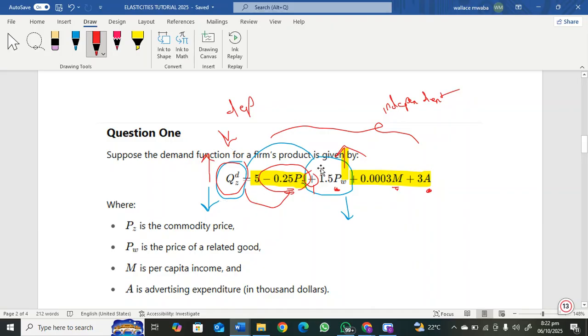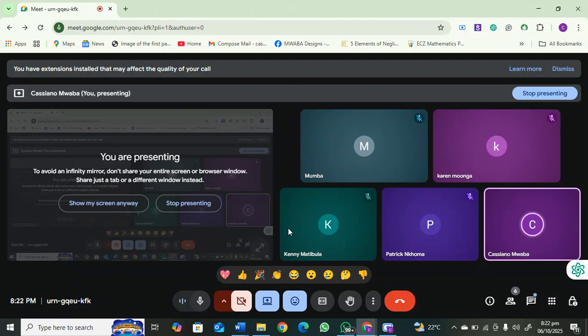Then, if you look at the relationship of QZ and M here, because of this plus sign, there is a positive relationship. Meaning if the income goes up, quantity demanded of good Z goes up. If the income goes down, quantity demanded of good Z goes down. Colleagues, that's a refresher of how to interpret these demand functions. It's very important that you're able to interpret these functions.